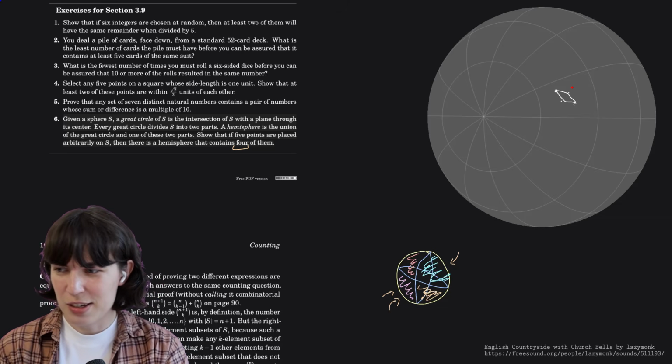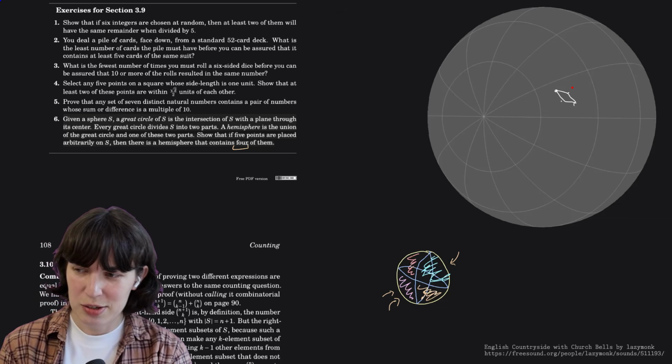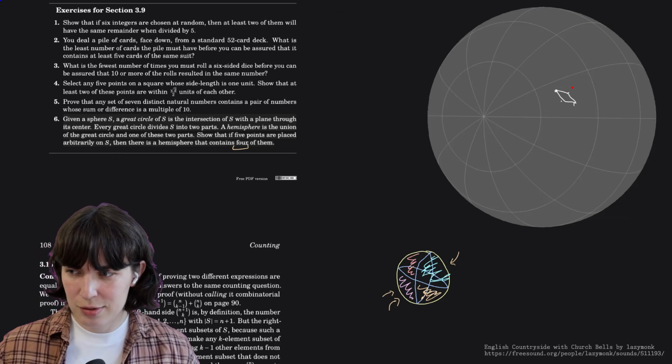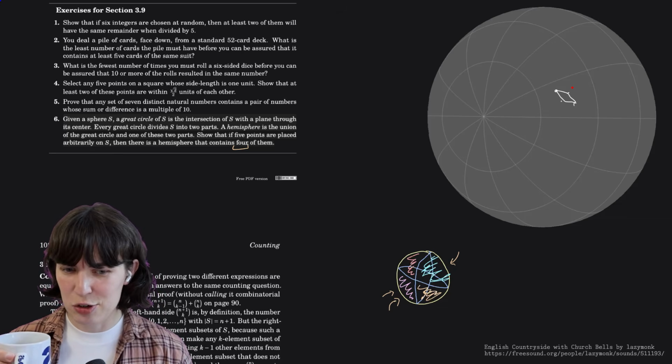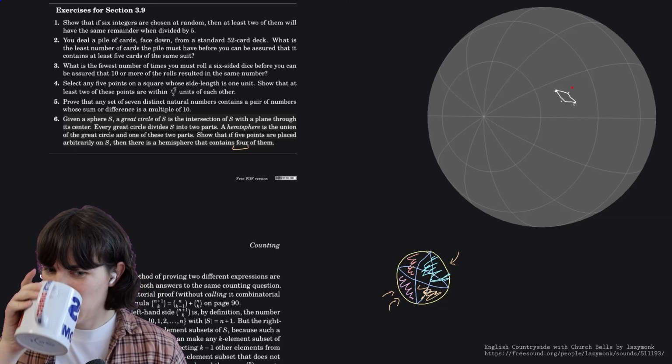Yeah, Book of Proof, it's kind of cool. It's Creative Commons, so it's kind of neat. I'm kind of enjoying working through it so far.